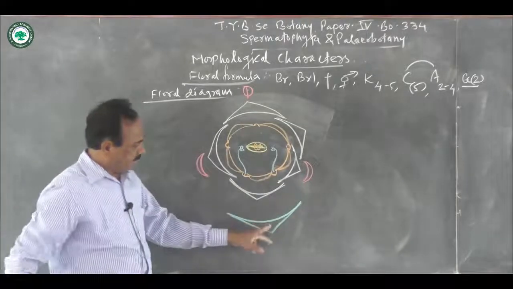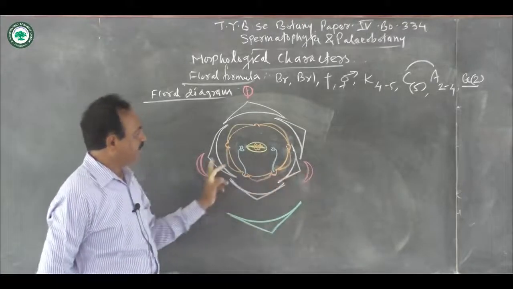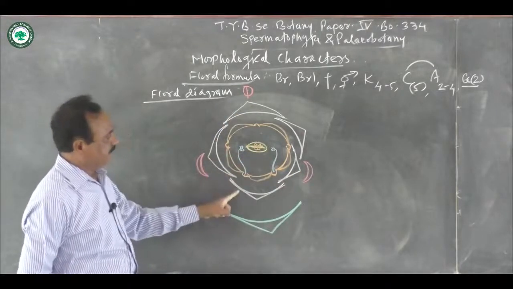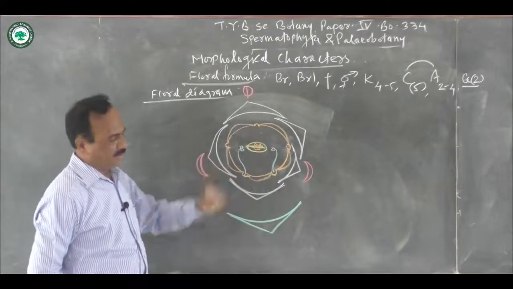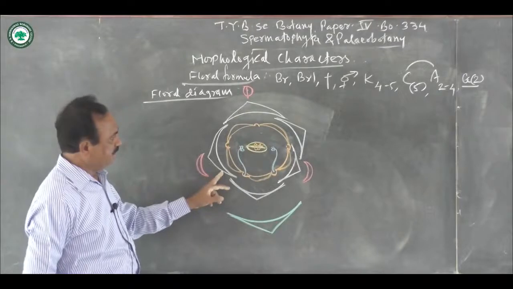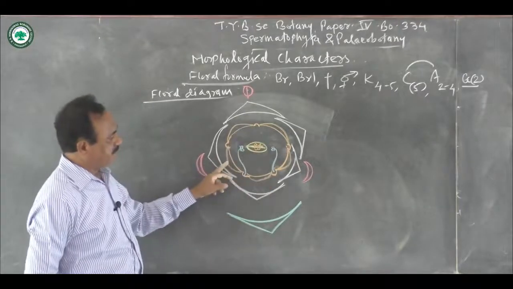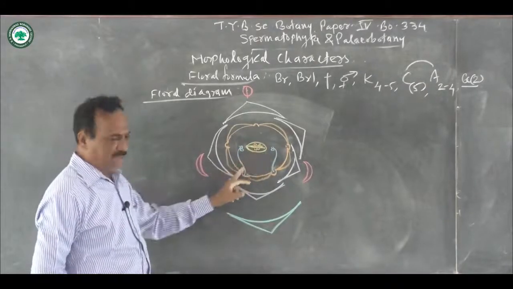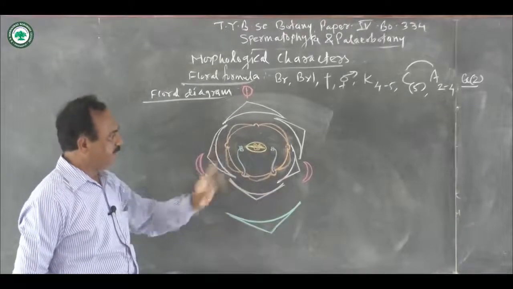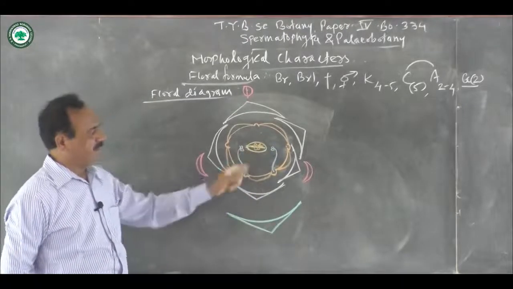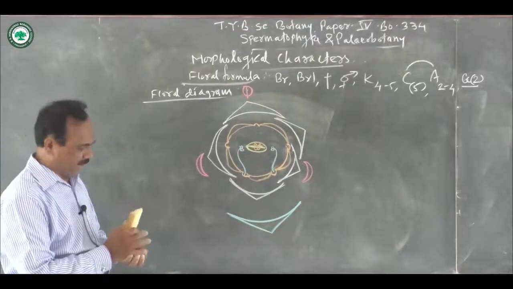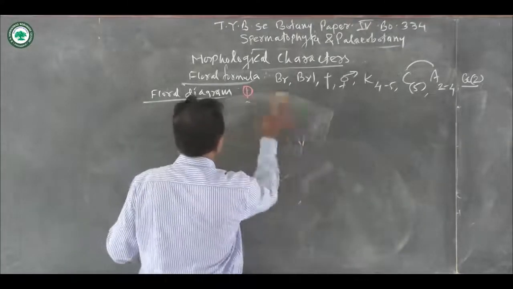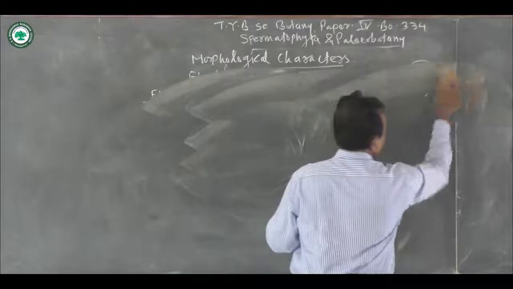So this is about the floral formula. The flower is bracteate, bracteolate, zygomorphic, bisexual. Here the sepals are 5, present in quincuncial type of estivation. Petals are 5, present in valvate type of estivation. Stamens are 2, dithecous or bicelled, and they are epipetalous. Gynoecium consists of 2 carpels, syncarpous, superior ovary with axial placentation. So this is about the floral diagram and the floral formula.